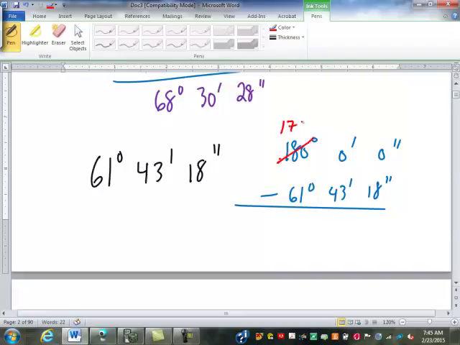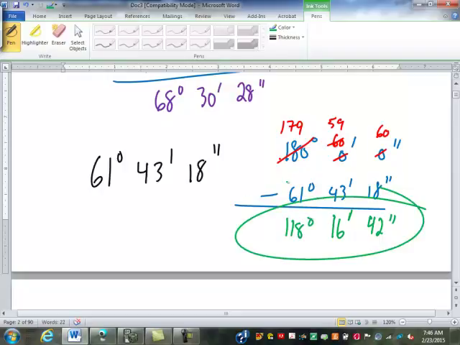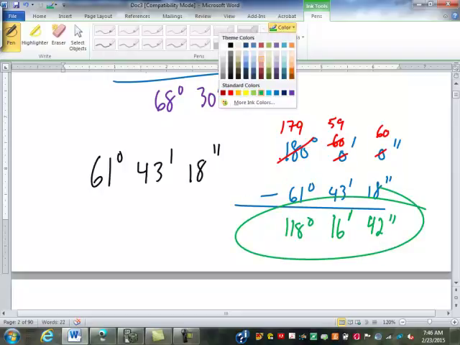So, okay, so we'll borrow from the 180, 179. This is going to become what? It'll become 60 first, and then we borrow to make it 59. And this will be 60. Okay? And then here we get 42. And here? 16 and 118. Works for me. How many people had that? Good deal.